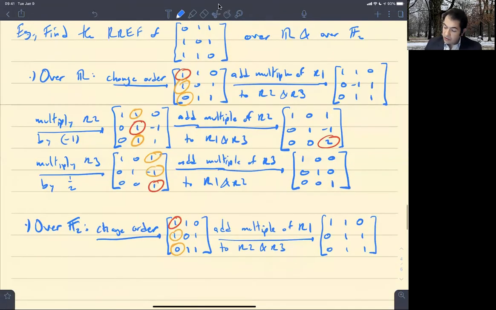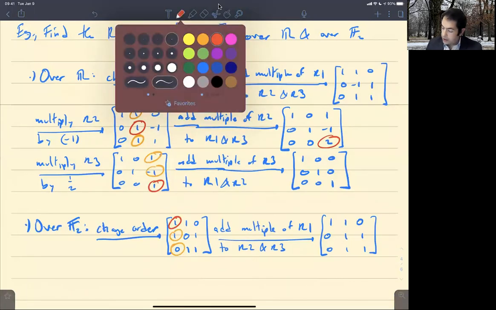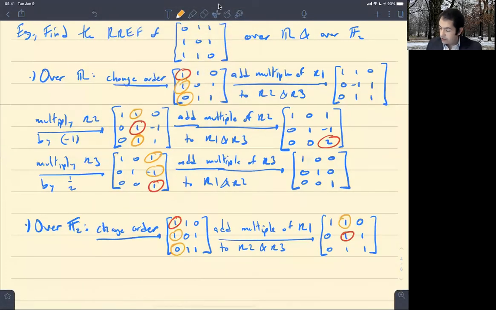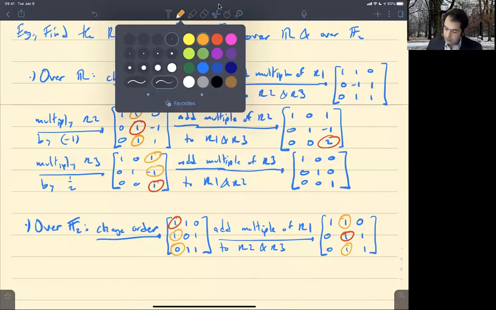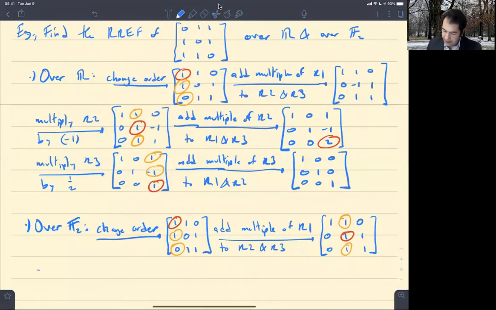Now we look at the second row. We want the first non-zero entry of the second row to be a 1. Well, that's already true. So here we have our pivot. It's already a 1. We want to use it to get rid of the non-zero entries in its column. So perfect. We'll do that by adding a multiple of row 2 to row 1 and row 3.